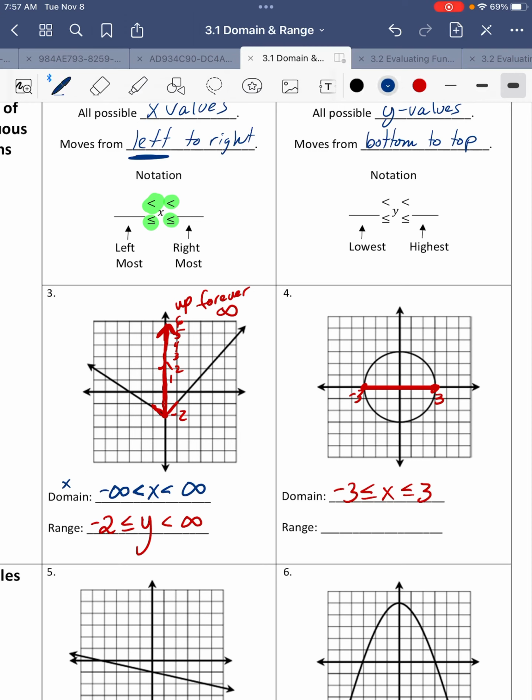On the y-axis, I'm going to take the circle and squish it to the y-axis. Should look something like this. We got -3 to 3. Another way you could do it is how far left does the graph go, how far right does the graph go, and the lowest point to the highest point.